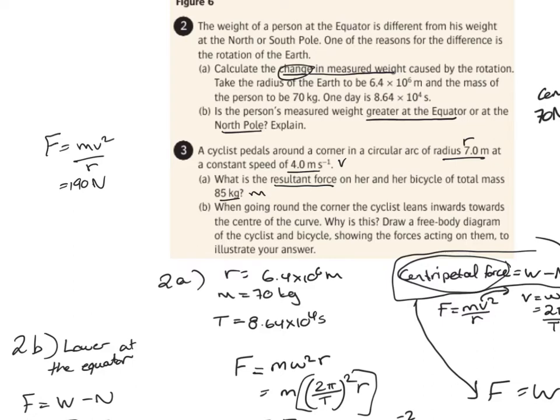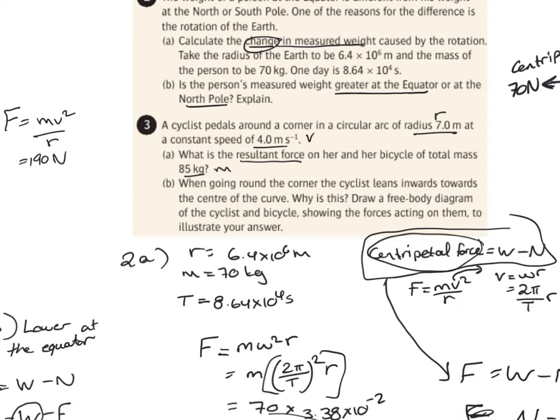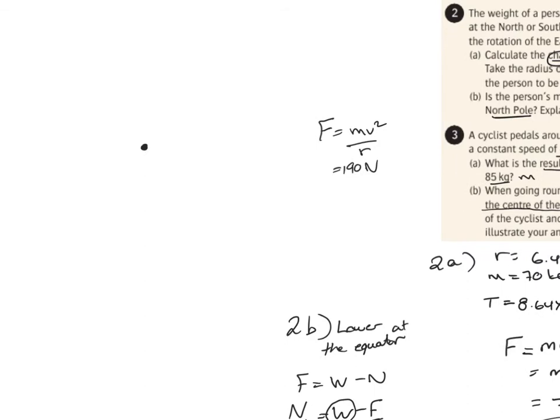Then the question is asking, when going around the corner, the cyclist leans inwards towards the center of the curve. That's very important. Why is this? Draw a free body diagram for the cyclist and bicycle showing the forces acting on them to illustrate your answer. So once again, a free body diagram is simply all the forces acting on the object or person. What you have is a person that's driving, so if that's the cyclist, there's a bicycle. Don't laugh at my drawings.